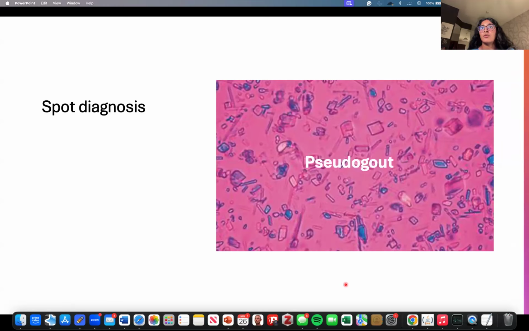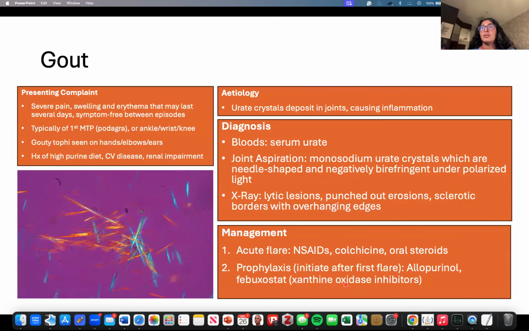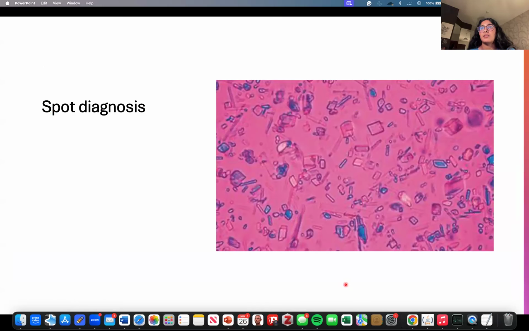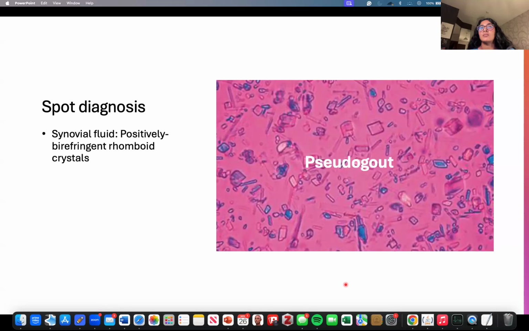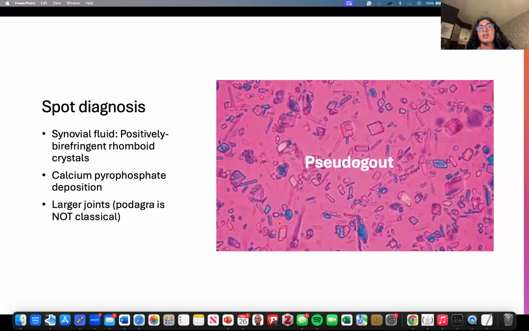Brilliant. Pseudogout, we're seeing rhomboid crystals. They're positively birefringent. But think about the previous one. Colors are more bluish in these positively birefringent crystals. And what we're seeing here is calcium pyrophosphate. This is not uric acid. So that's what differentiates pseudogout from gout.